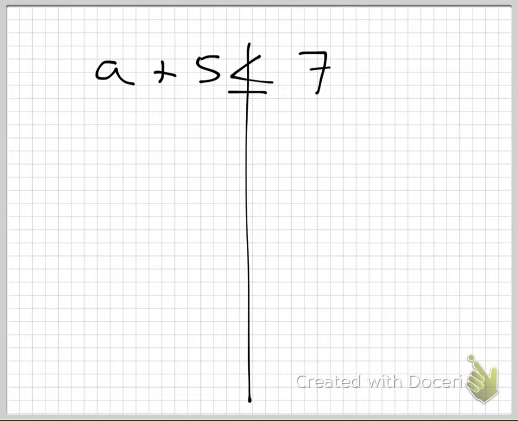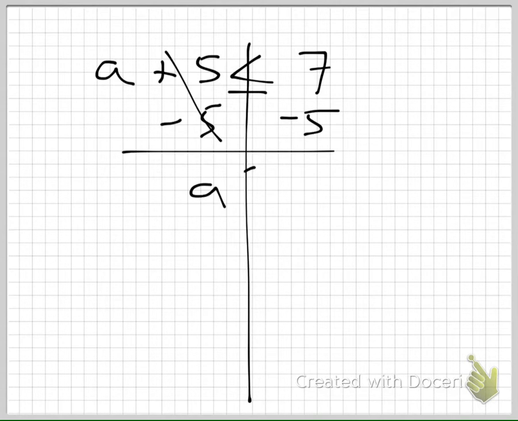Line down the inequality. Is the variable happy? No, this is just like a regular equation, right? Except it's an inequality. Go minus 5. They're gone. A is less than or equal to 2, right?